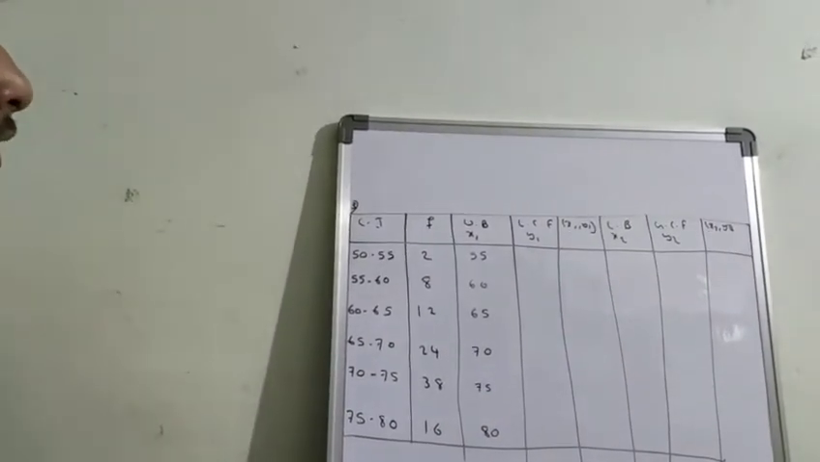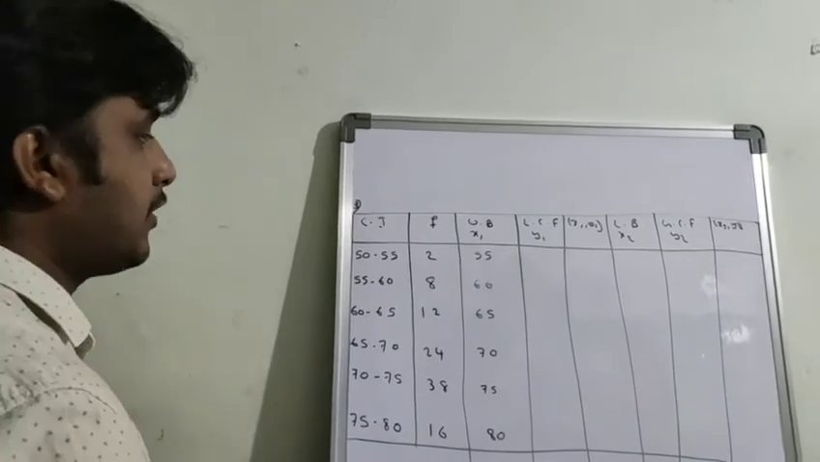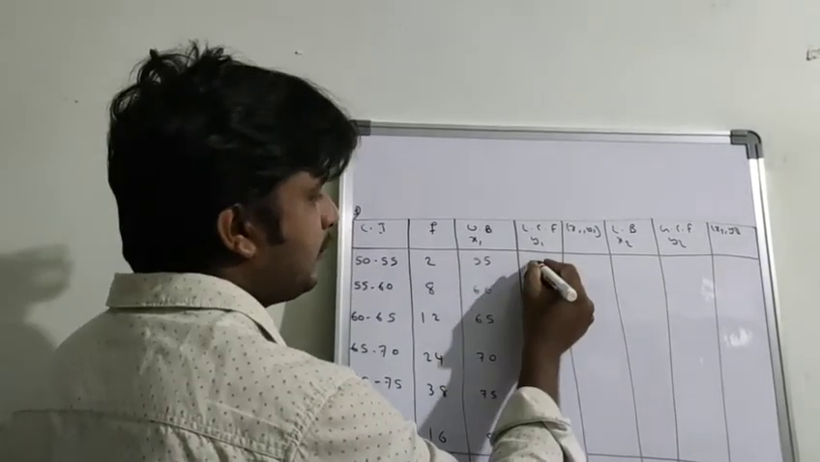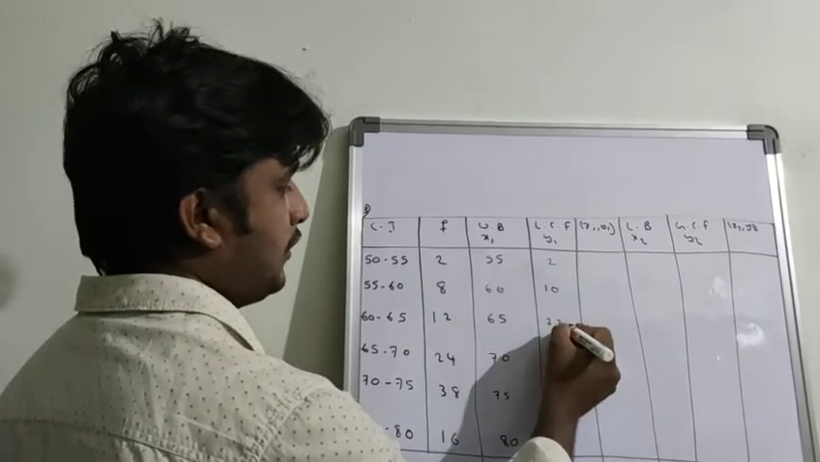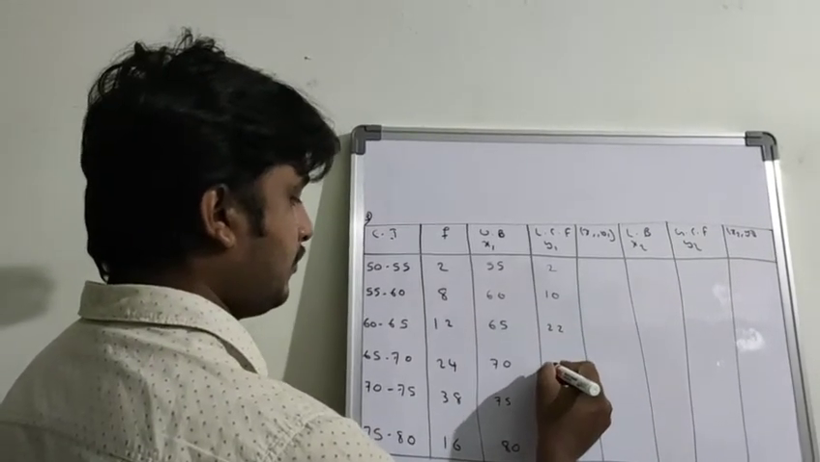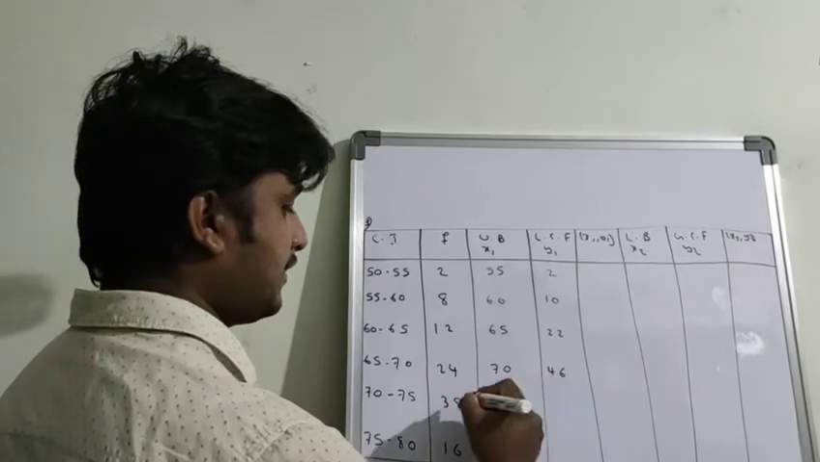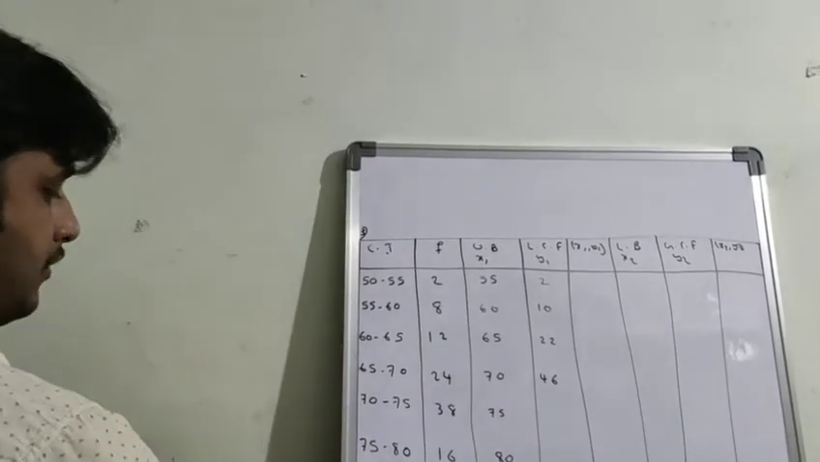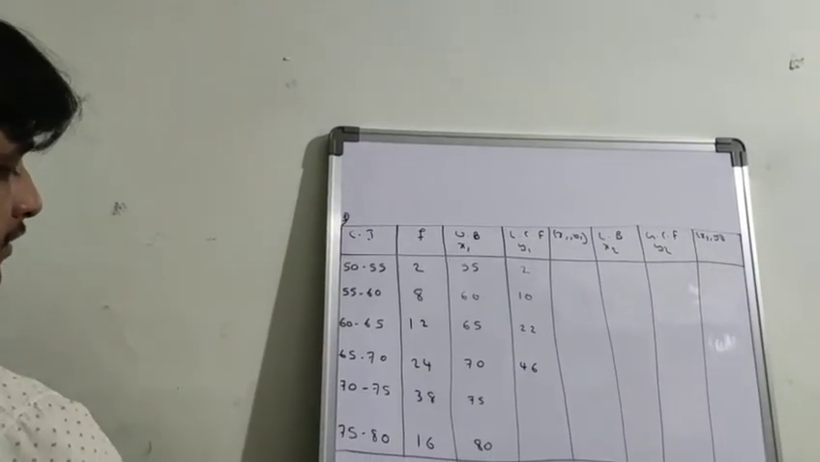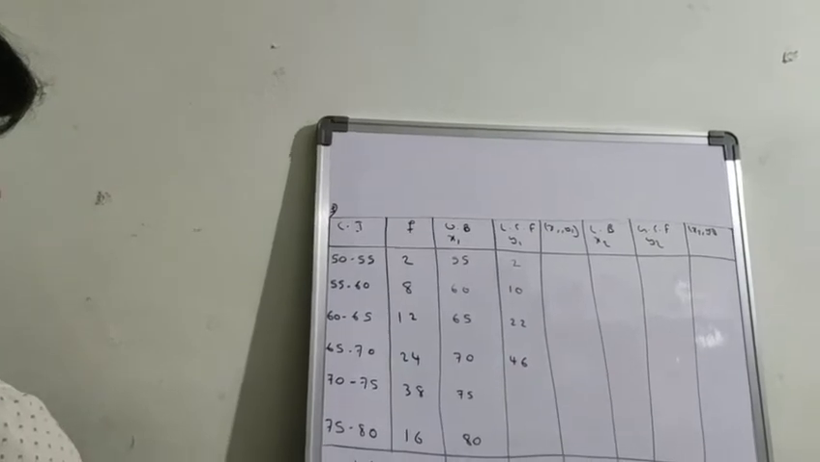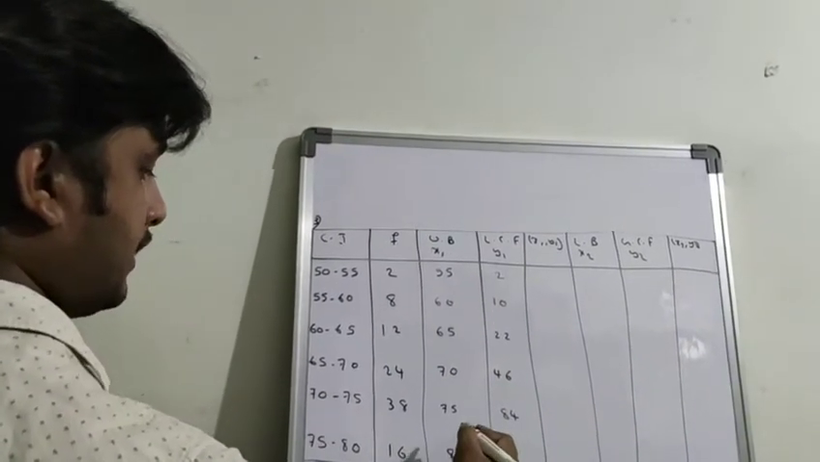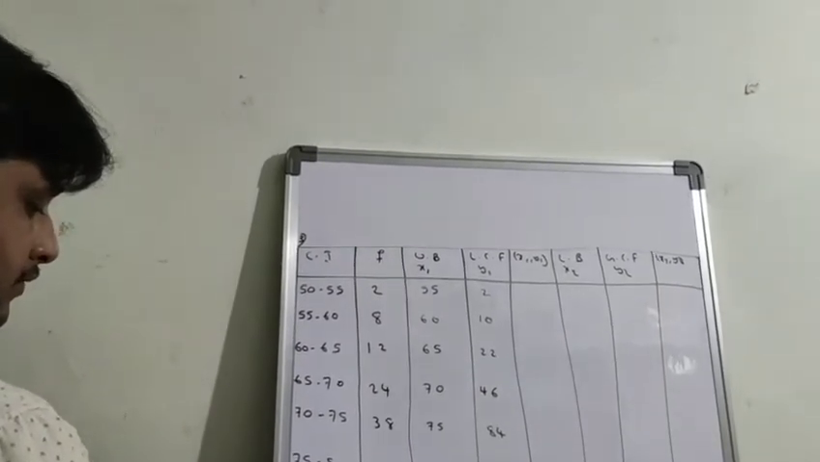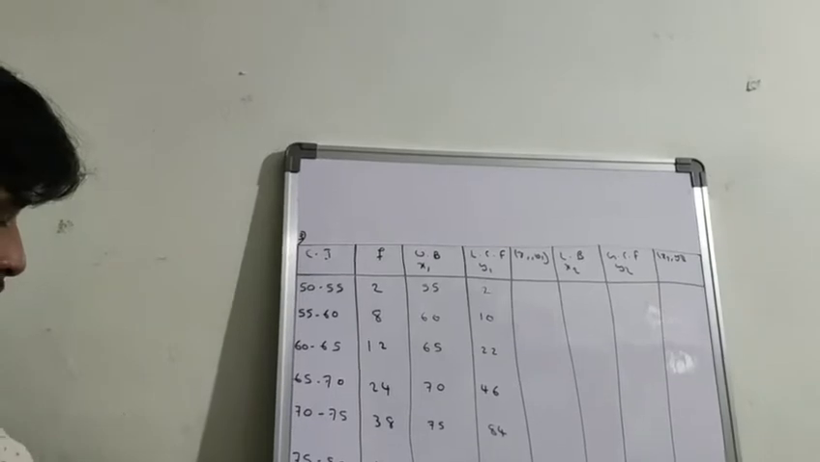So now the less than cumulative frequency. For the less than cumulative frequency, the first frequency and the cumulative frequency are both the same. 2 plus 8 is 10, 10 plus 12 is 22, 22 plus 24 is 46, 46 plus 38 is 84. So next, 84 plus 16 is 100.